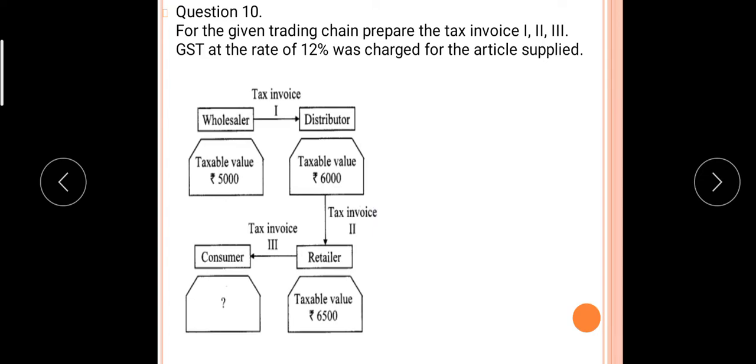That is your first chain. Okay. So input tax 12% of 5,000 and output tax 12% of 6,000. Now for the next invoice, taxable amount is 6,000 and the selling amount is 6,500. Means this distributor sells at what price? 6,500. Okay. And third invoice is retailer and customer.